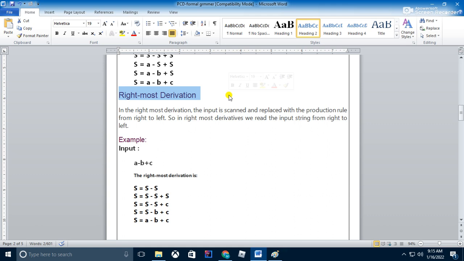So in this way we are having this rightmost and leftmost order of derivation.